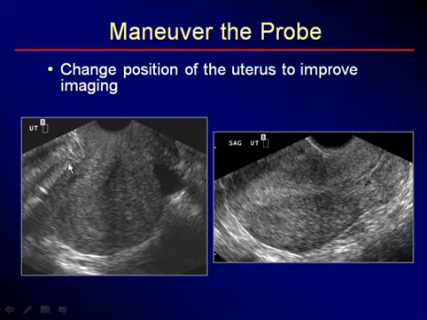Another example, the uterus looks kind of clumpy, kind of parallel to the beam, and we can't resolve even the endometrium. We push the probe into the anterior fornix, and that brings us closer, puts the uterus in a more perpendicular orientation, and we can actually measure the endometrium and see things much better.